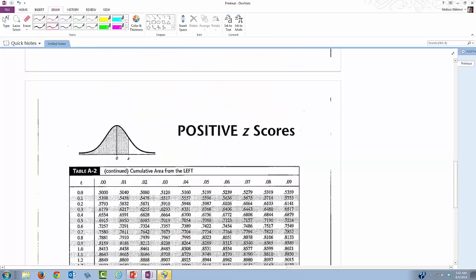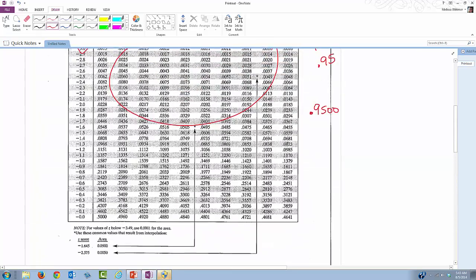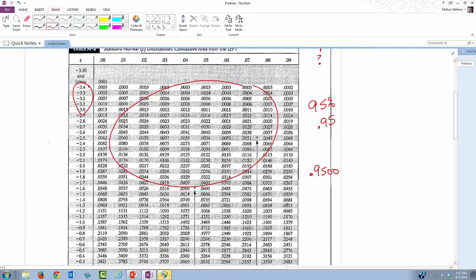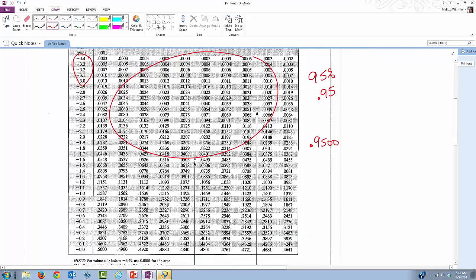Okay, so as I'm scanning here, now remember that value that I was pointing to on my graph. It looked like this, and I had some z way out here, and it had 0.025 to the left of it. So this is obviously on the negative side of the number line. So I'm going to look at the negative z-scores. I'm going to look in the body of the table for 0.025.